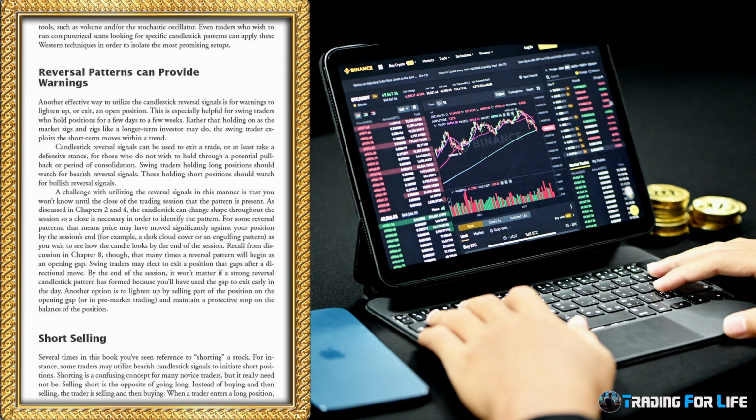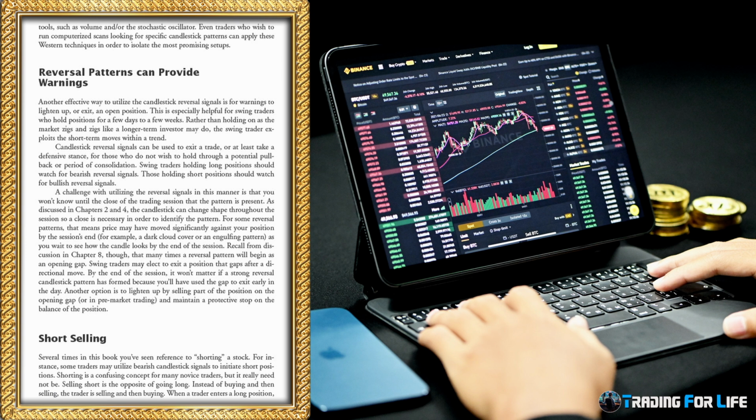Short selling. Several times in this book you've seen reference to shorting a stock. For instance, some traders may utilize bearish candlestick signals to initiate short positions. Shorting is a confusing concept for many novice traders, but it really need not be. Selling short is the opposite of going long. Instead of buying and then selling, the trader is selling and then buying.